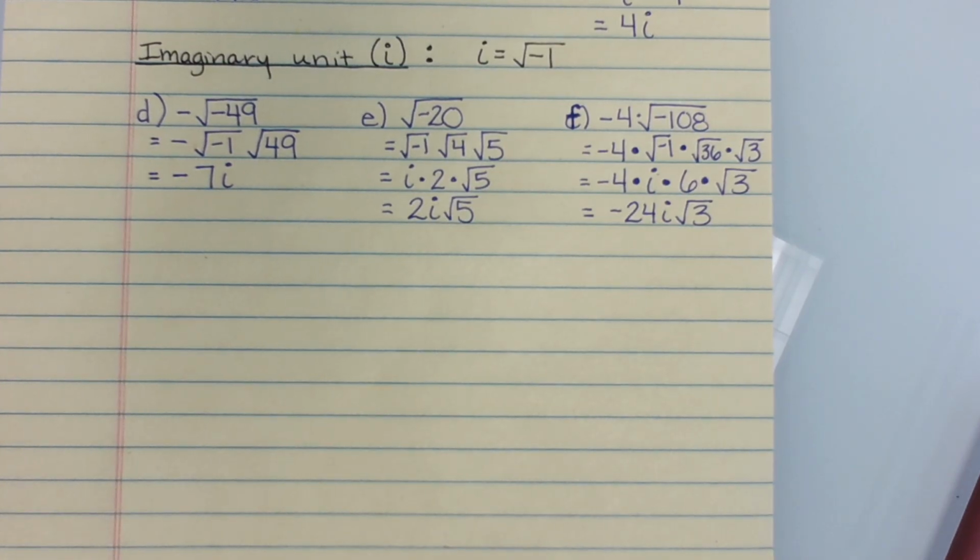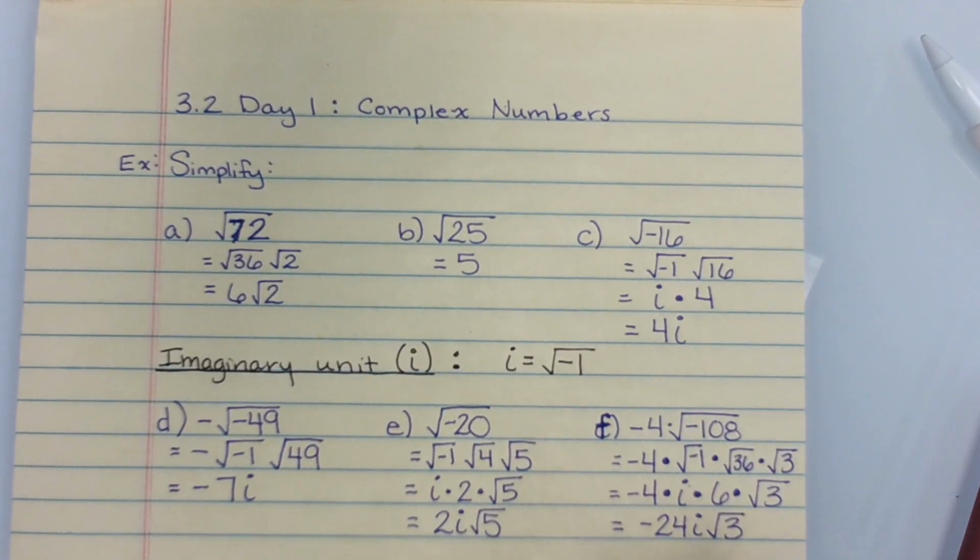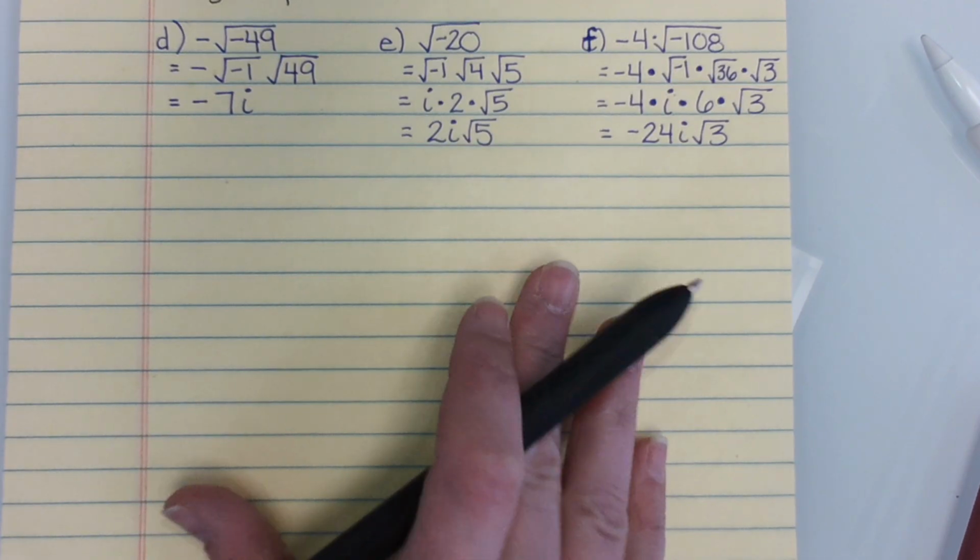Now, these are straight up imaginary numbers. Imaginary numbers are numbers in which the entire number has an imaginary piece. There is an i connected to this entire negative 7. There's an i connected to the entirety of the 2 and the square root of 5. There's an i connected to the entirety of the negative 24 and the square root of 3. But our section is not called imaginary numbers, it's called complex numbers.